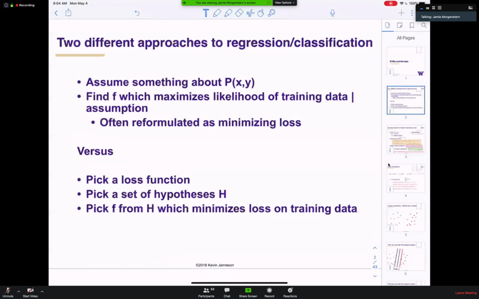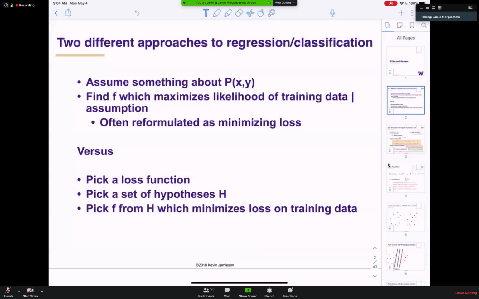And I just want to make a point that you can think about regression and classification in many different ways. Here are two. The first of which is what we've been emphasizing so far, which is that we can make some assumption about the joint probability distribution between X and Y, and then pick a loss function, maybe as a function of that assumption, and find a model which maximizes the likelihood of our training data given that assumption. And that's often reformulated into a loss minimization problem. And that's what we've largely been doing thus far in the course.